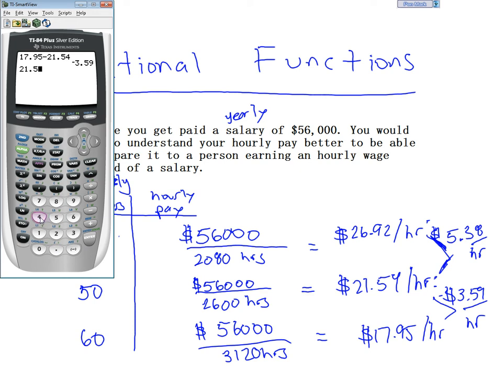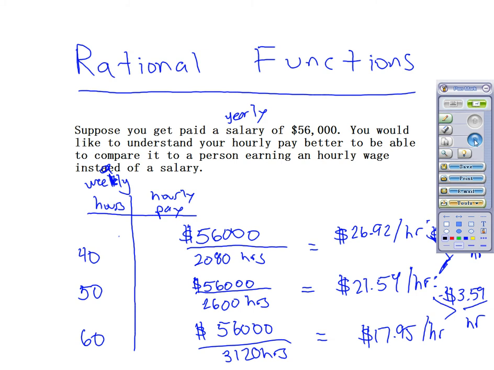If you look at the ratios of 21.54 to 26.92, you get a decay factor of 0.8. If you do 17.95 divided by 21.54, what happens to that decay factor? It's not constant. That decay factor is actually getting bigger. It's getting closer to 1. So we also don't have an exponential function.